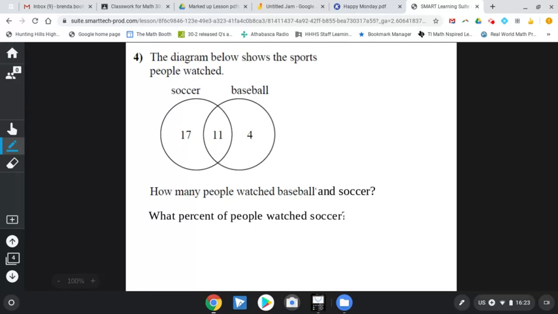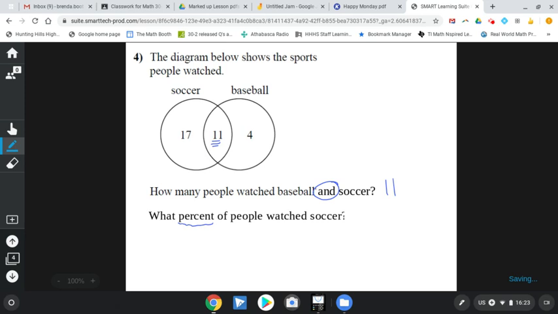The diagram below shows the sports people watched, and we're looking at soccer and baseball as our 2 sets. How many people watched baseball and soccer? So that's where we look here, 11 people. Because remember, if you take a look, those 11 people are in the soccer set, but they're also in the baseball set. So that overlap area is the "and" section. They belong to both.